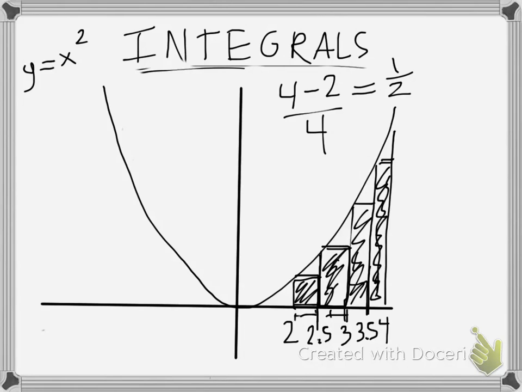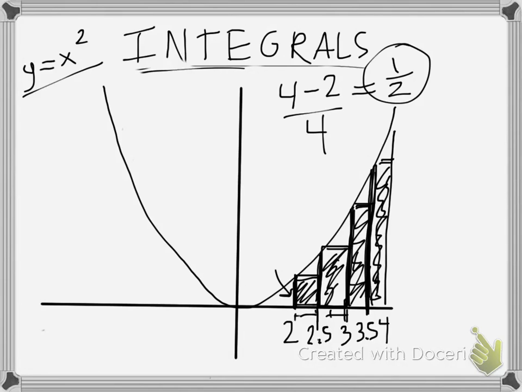Now, what is the height of the rectangle so that we can find the area? To find the area, we need to know the base, which is 1/2 for each of these rectangles, times the height. Well, as you can see, the height is always changing. So we're actually going to only take the height of the left side of each rectangle. So I'm coloring in the left side of each rectangle. What is the height of the left side of this rectangle?